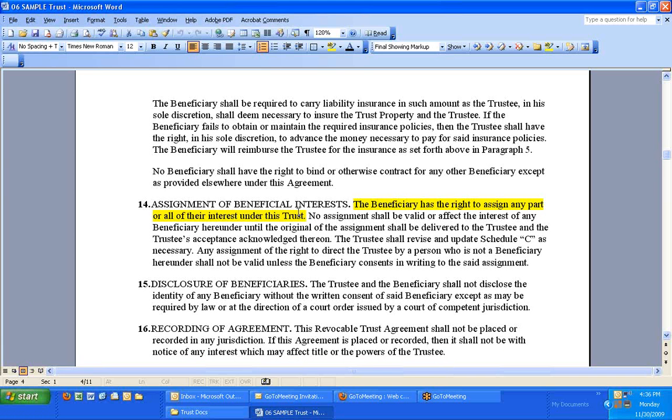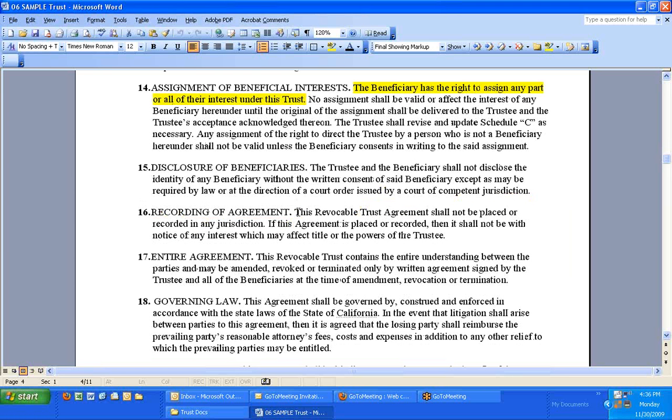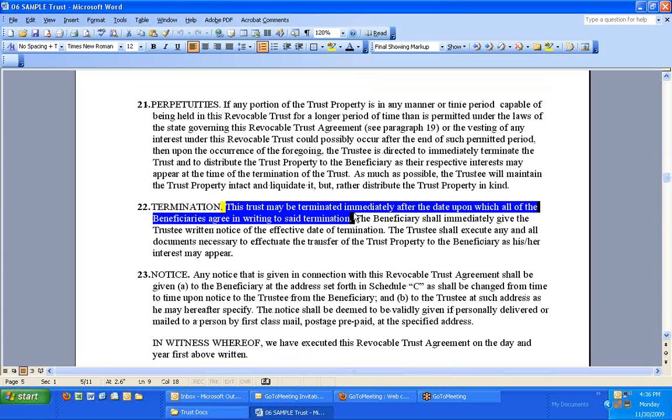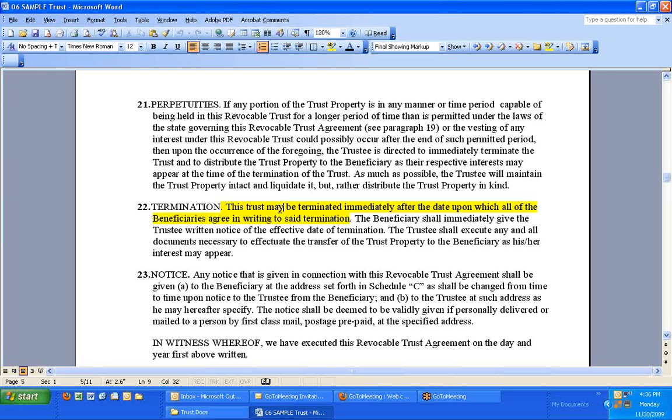All right, moving on to the end here, we're talking about termination. And basically it says, this trust may be terminated immediately after the date upon which all of the beneficiaries agree in writing to said termination. So the trust can be terminated anytime they want. The beneficiary, the homeowner, wants to do that. All they have to do is say that they want to terminate it, and it will be terminated.